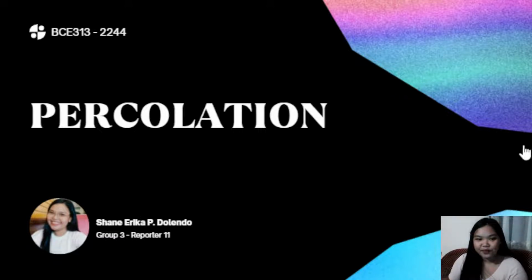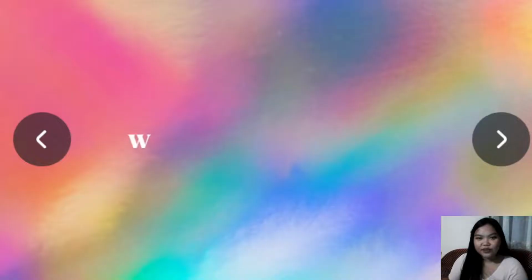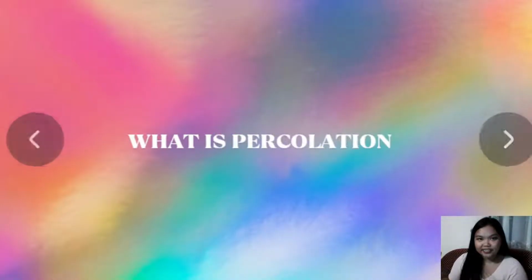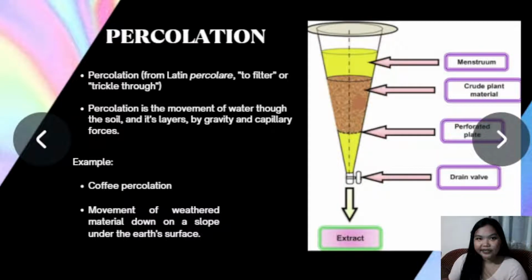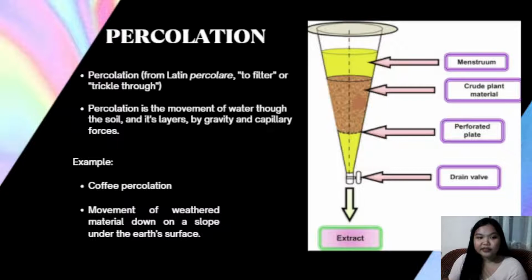So let us begin. First, we need to know what percolation really is. Percolation comes from a Latin word, percolare, meaning to filter or to trickle through. Percolation is the movement of water through the soil and its layers by gravity and capillary forces.